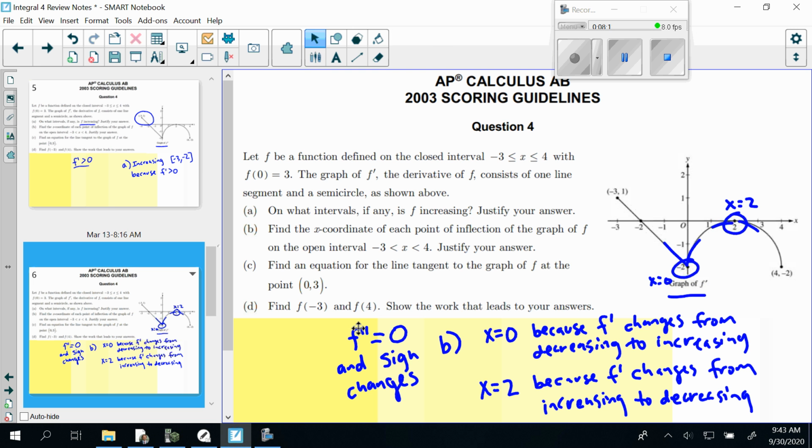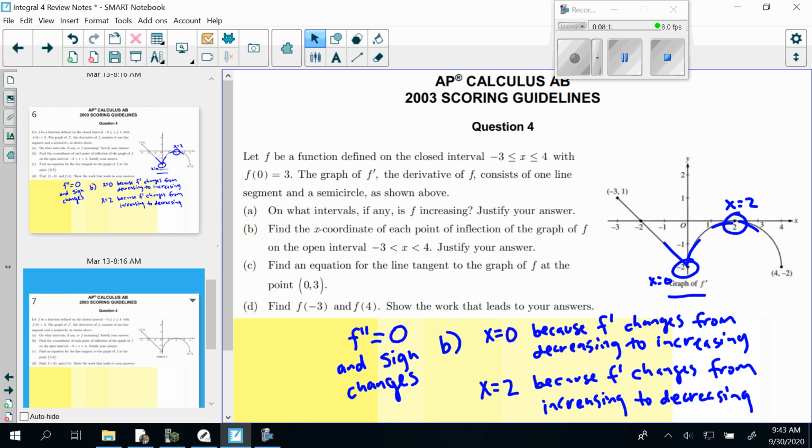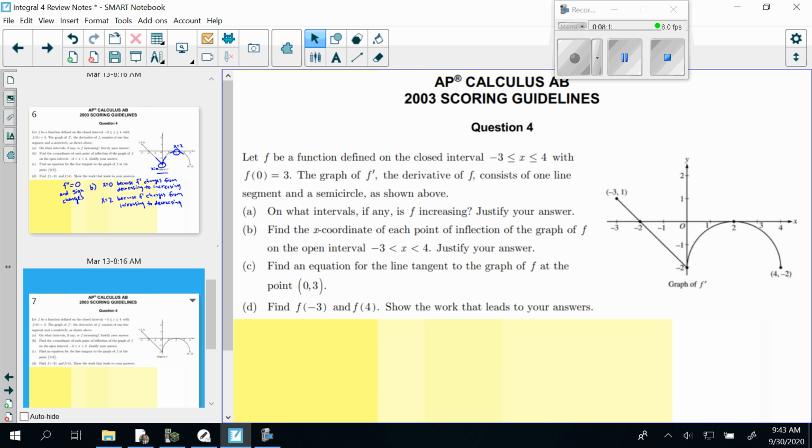All right, let's keep going here. Part C, find an equation for the line tangent to the graph of f at the point 0,3. Now, remember, this is not the graph of f here. This is the graph of f prime. So what we know is we have this point right here, 0,3, that we're using. They also give it to us up here.